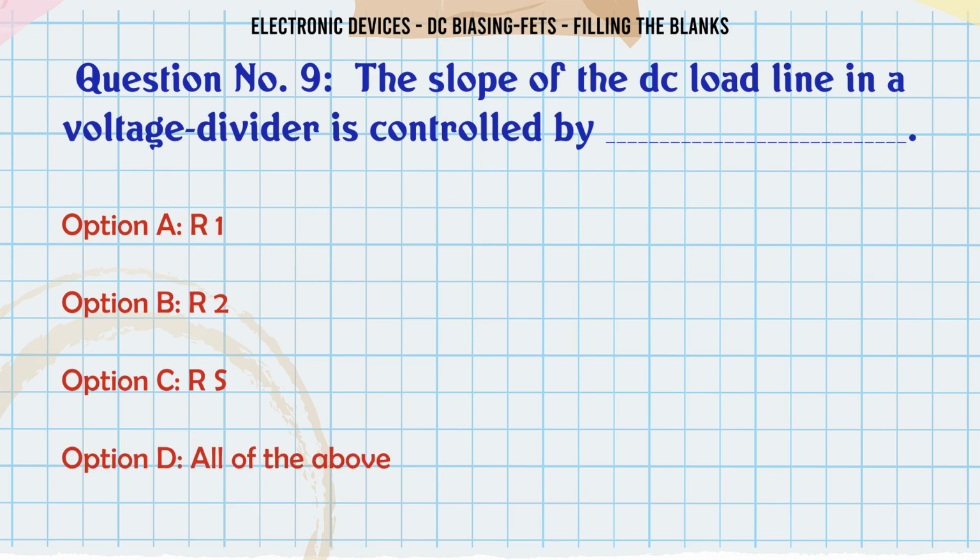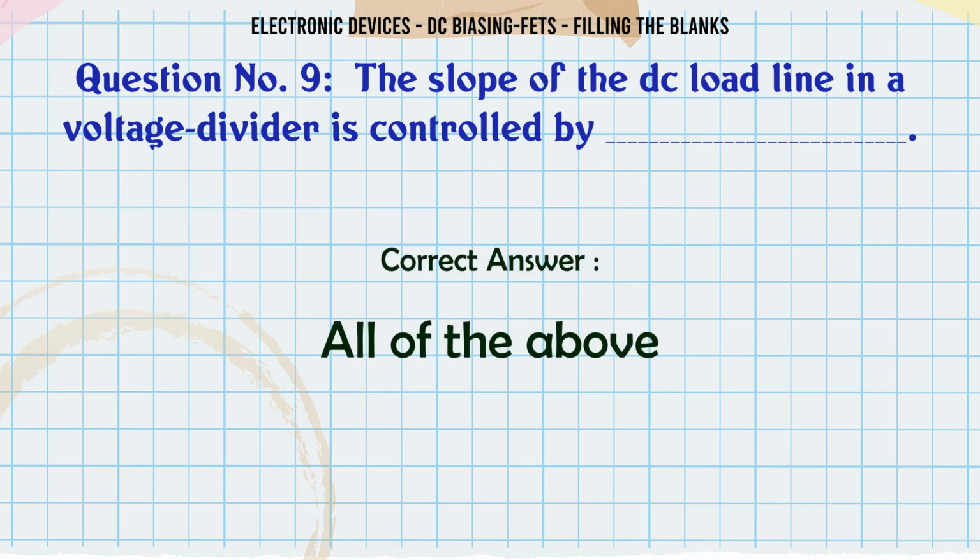The slope of the DC load line in a voltage divider is controlled by A. R1. B. R2. C. RS. D. All of the above. The correct answer is all of the above.